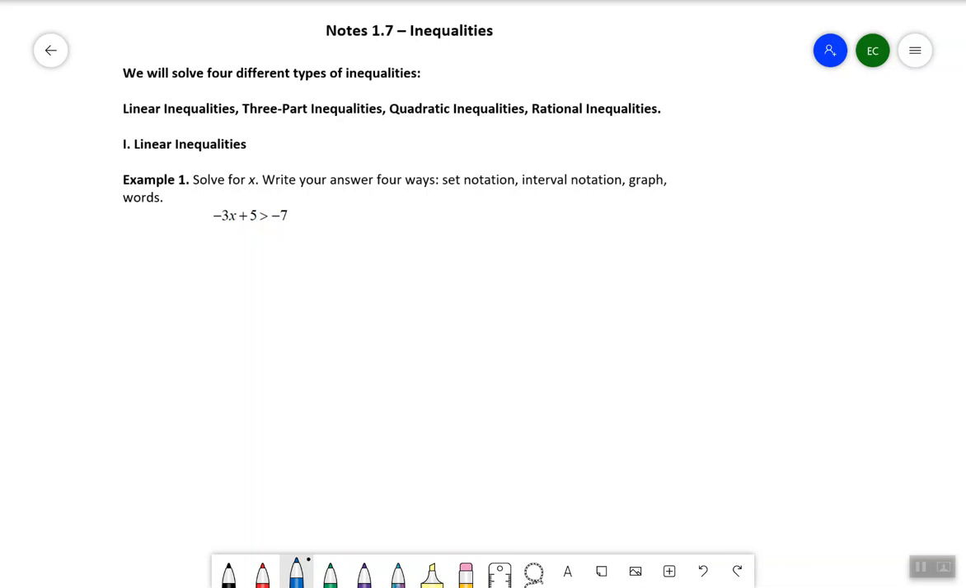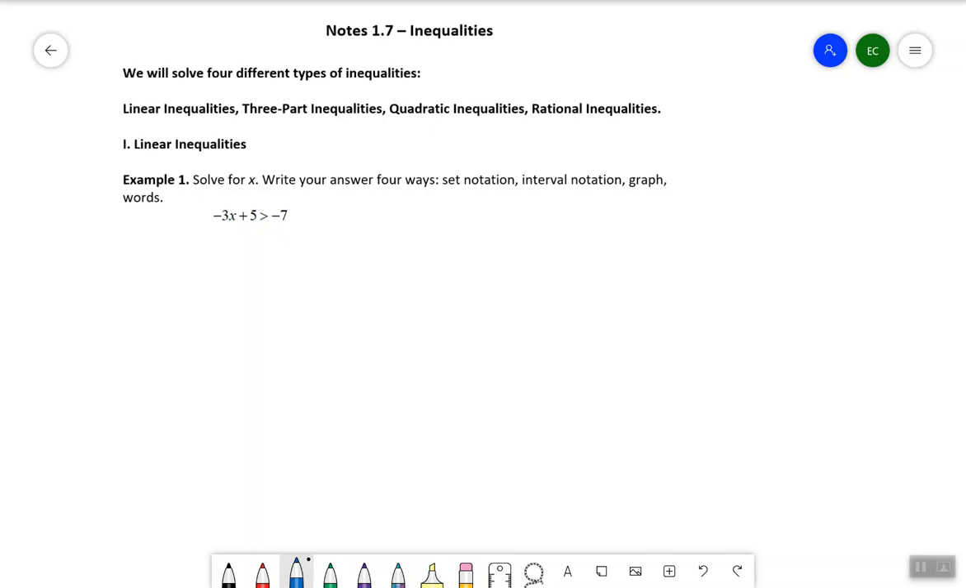Let's start section 1.7. We're going to talk about solving inequalities. Inequalities are similar to equations, and we've already been studying equations quite a bit in this chapter, so it makes sense that we would finish the chapter with some inequalities. We'll study four different kinds. We'll study linear, three-part, quadratic, and rational inequalities.